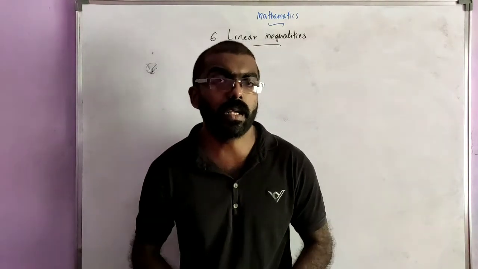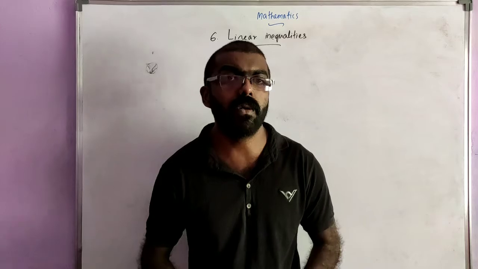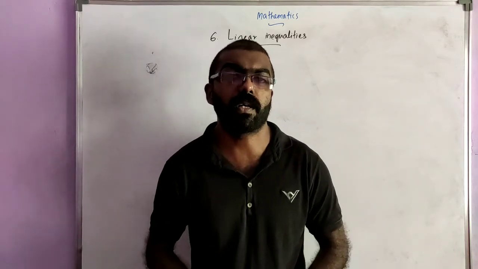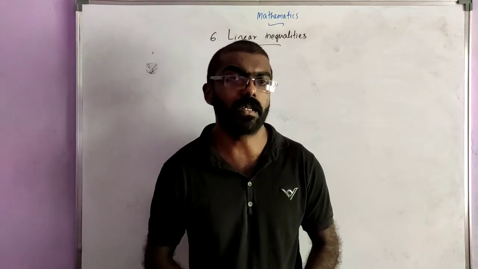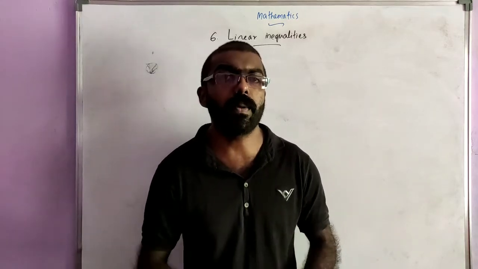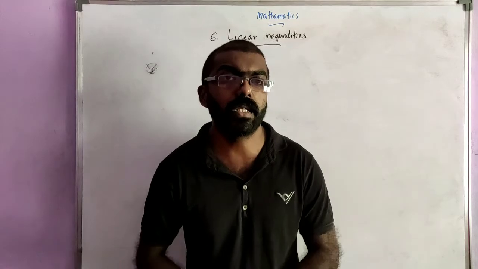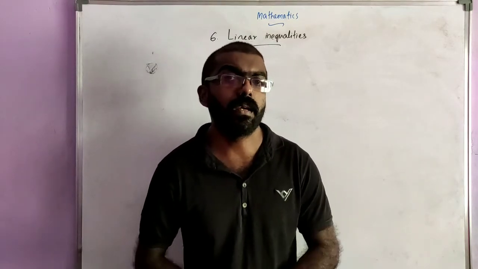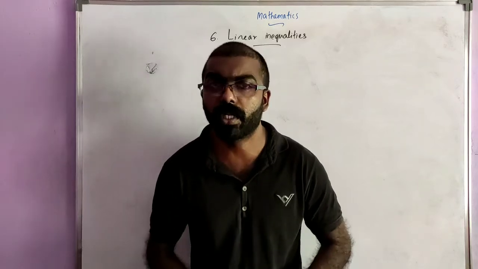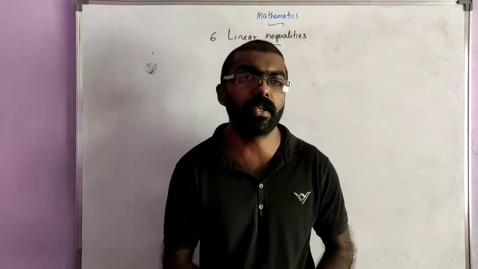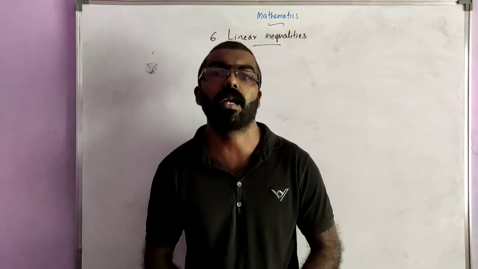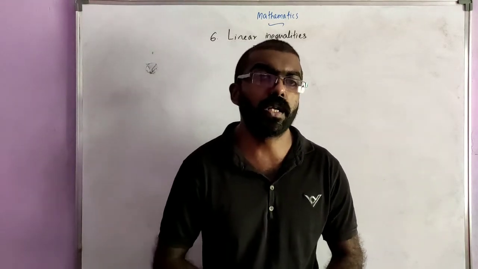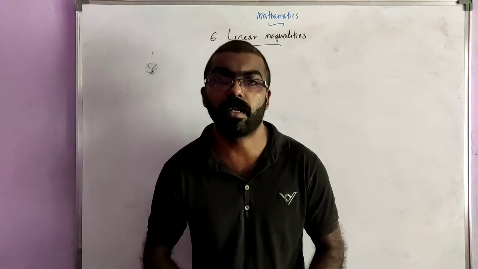And we also discussed the rules for solving an inequality. Rule 1: equal numbers may be added to or subtracted from both sides of an inequality without affecting the sign of the inequality. And rule 2: we can multiply or divide both sides of an inequality by a positive number. But when we multiply or divide both sides of an inequality by a negative number, the sign of the inequality is reversed. So these 2 points you have to remember while solving an inequality.